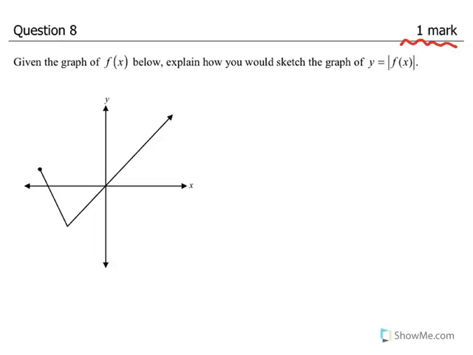Given the graph of f of x below, so there's no actual equation, it's just a random graph on an xy axis. Explain how you would sketch the graph of y equals absolute value of f of x. Remember that the absolute value signs around something always make the value positive. So if the value inside is already positive, it stays the same. If the value inside is negative, so the absolute value of negative 3 would be 3.